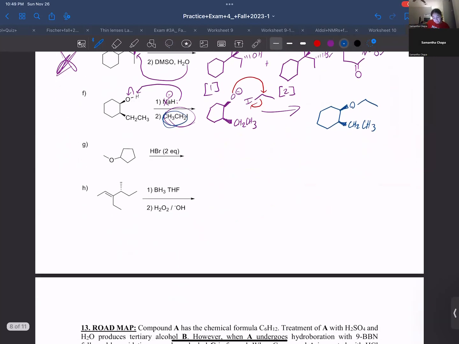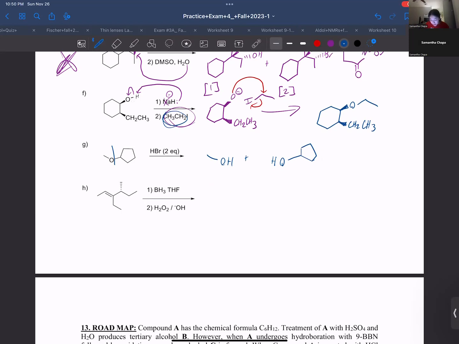The HBr one, go through the whole mechanism. This is what I got. Please let me know if you got the same things. Oh, this is bad. Sure. Pretty much cut this off. Put an OH group on both sides.